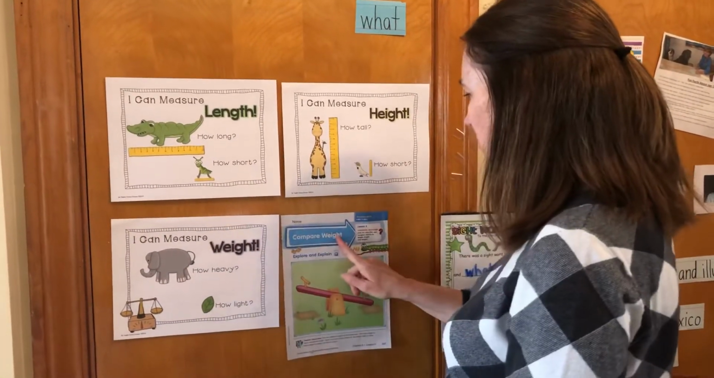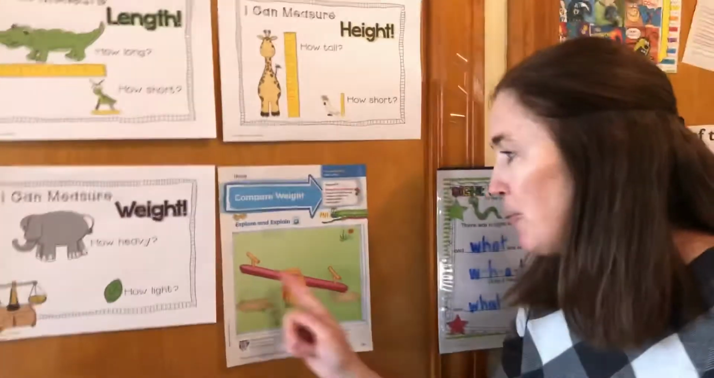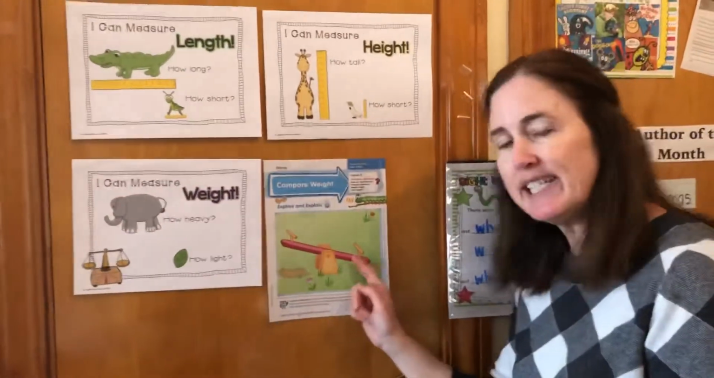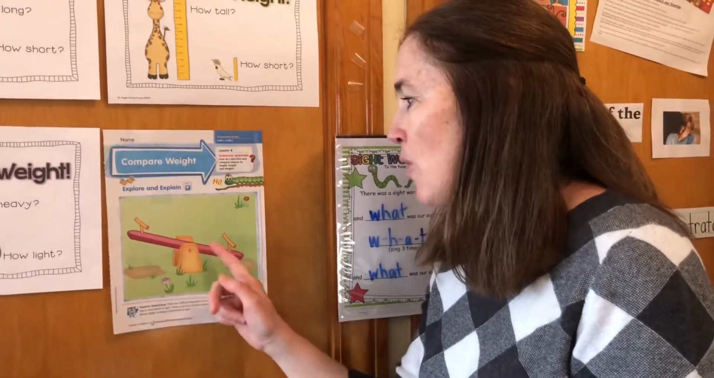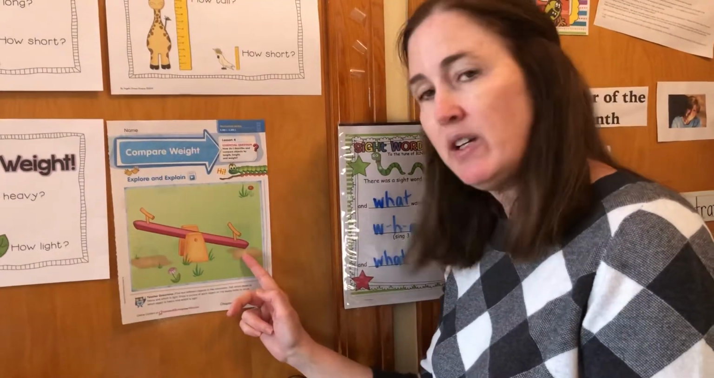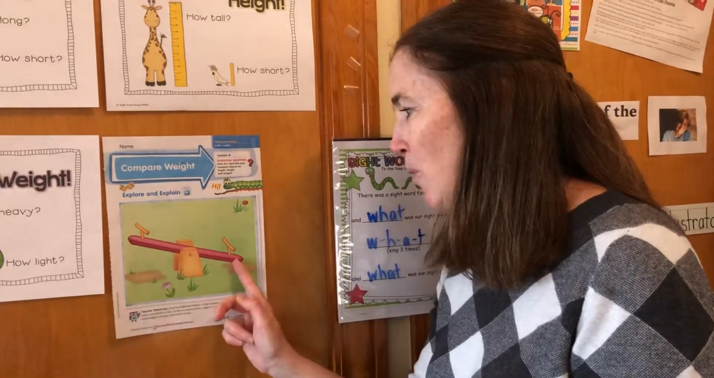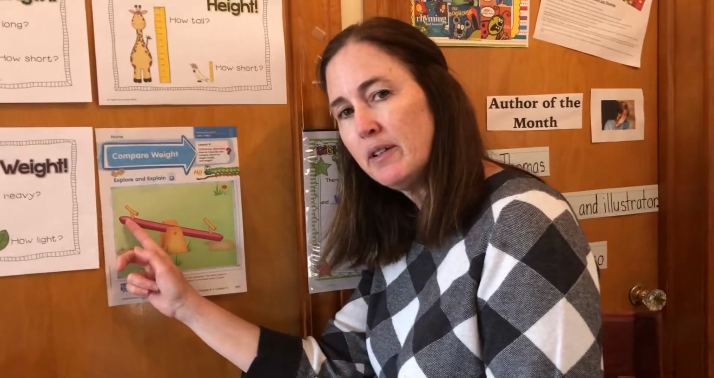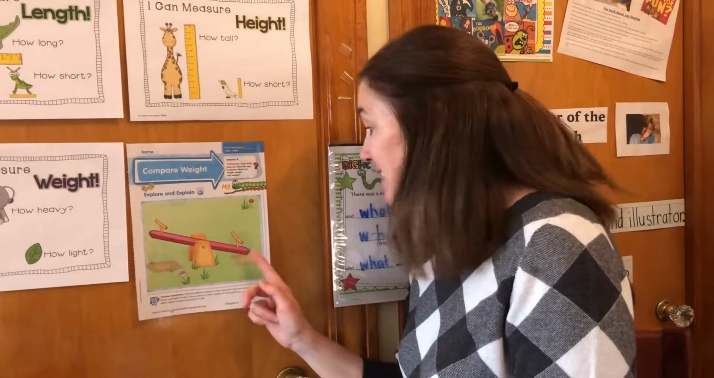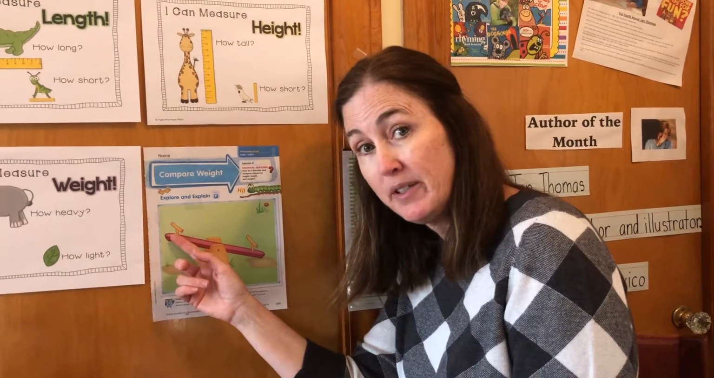It's called Compare Weight, and the directions are asking me to pick two objects to put on this teeter-totter. Because this teeter-totter kind of looks like a scale that people use to measure things. And one side is down and one side is up. Does anybody know what's going on, why one side is down and one side is up? Tell a grown-up. Exactly. The side that is down is heavier than the side that is up. So the side that is lighter.